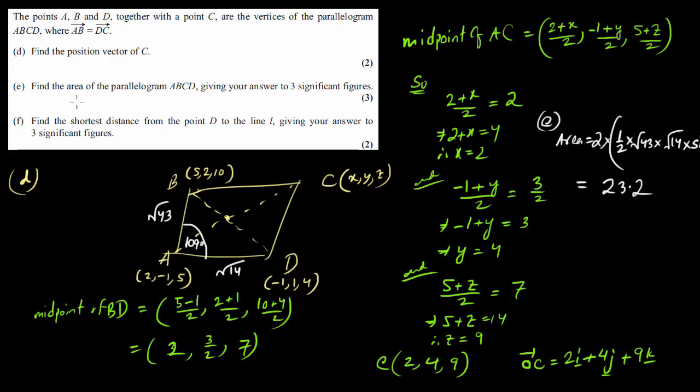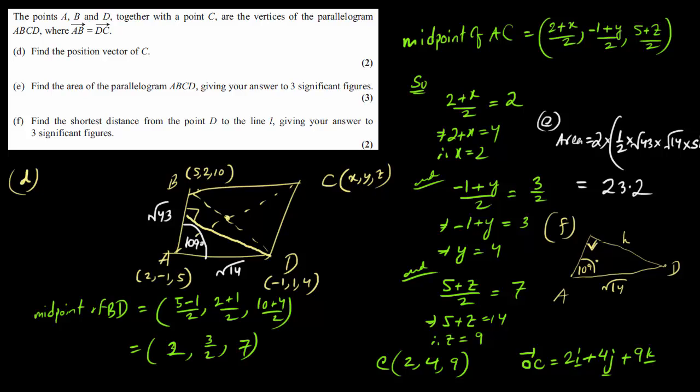Question number F says the shortest distance from the point D to the line L. Now we know the line L passes through A and B. So basically the shortest distance from D to this line AB. Shortest distance means perpendicular distance, this distance. Let me draw this triangle over here. If this is D and this is the shortest distance, and this is A, this is 90 degrees, so this is the shortest distance H. And we know this angle is 109 degrees, and we also know the length of AD is square root of 14.